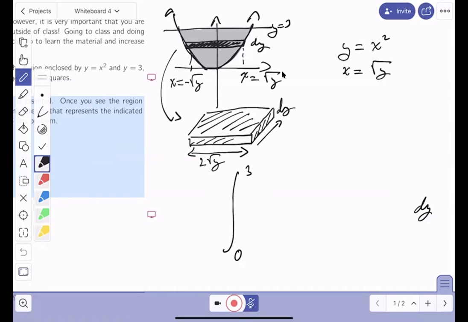What's this dimension? Well, they said they're squares. So this is 2 root y. All right. So what's the volume of that box? 2 root y times 2 root y times dy. And I'll write that down for you.